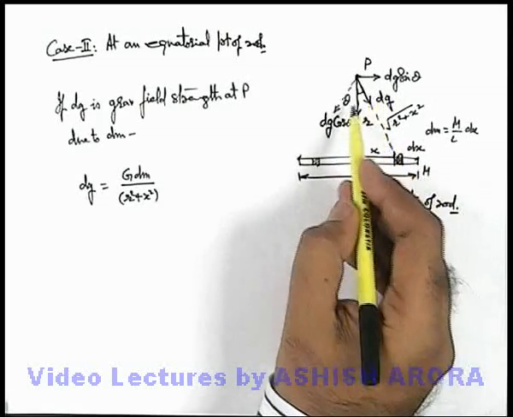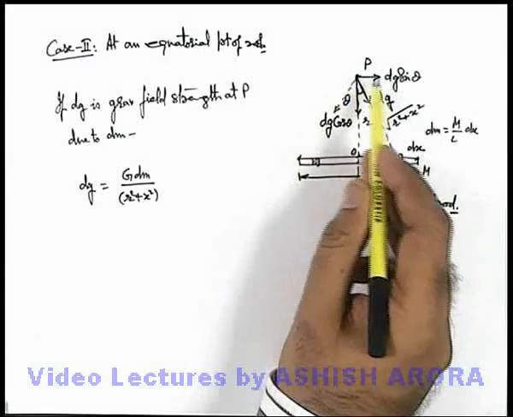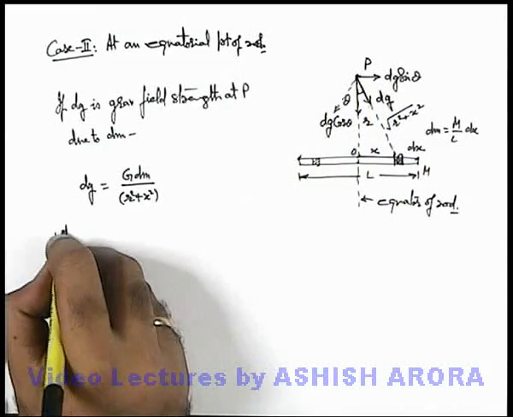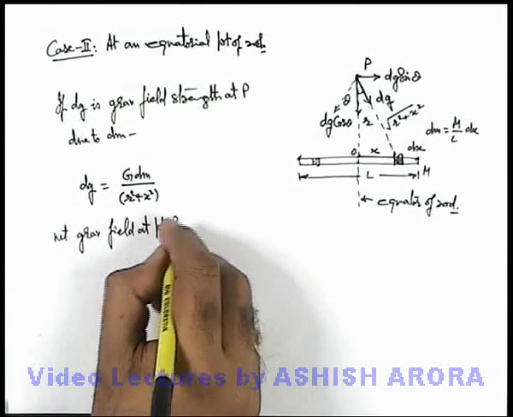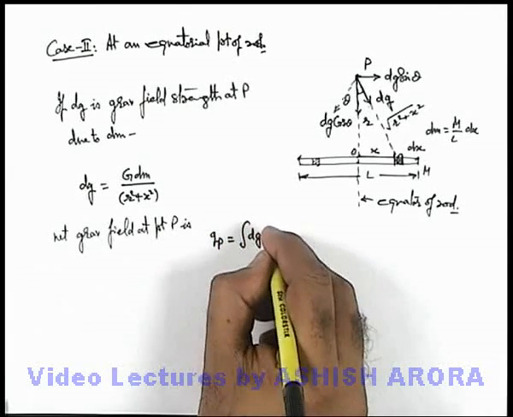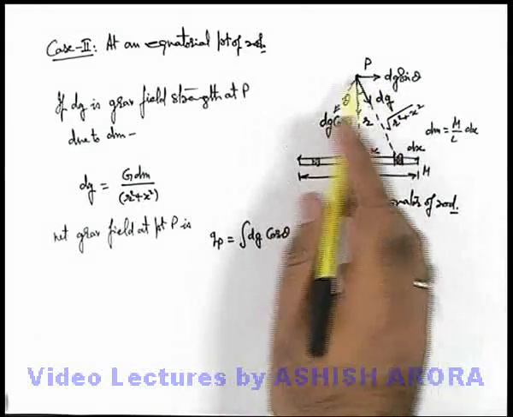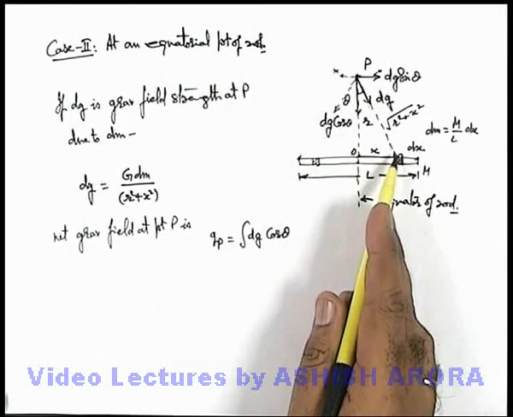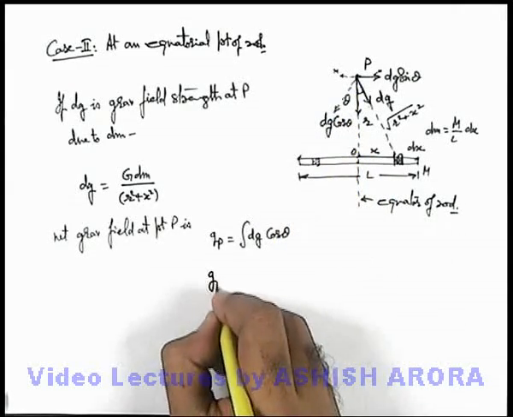So we can state the gravitational field due to the rod will exist only in vertical direction, as all horizontal components of these elemental gravitational fields will cancel each other. So here we can say the net gravitational field at point P, Gp, we can write as the integration of dg cos theta. The dg sin theta components will cancel each other corresponding to all the elements on the left and right half of the rod, whereas dg cos theta will all be added up.